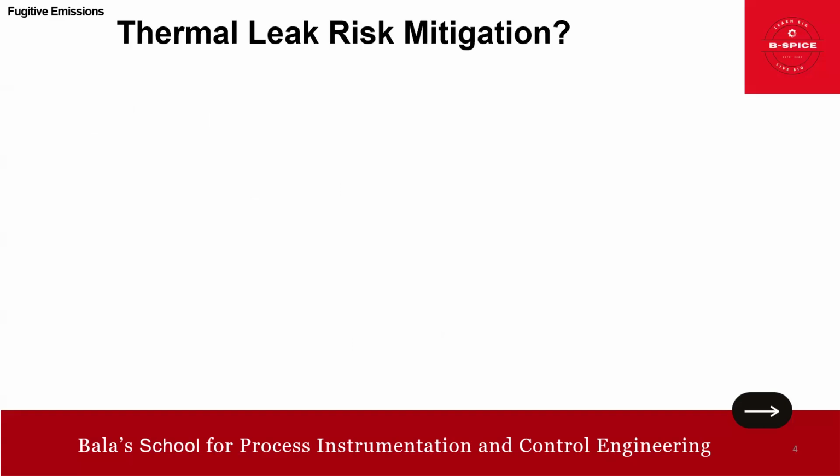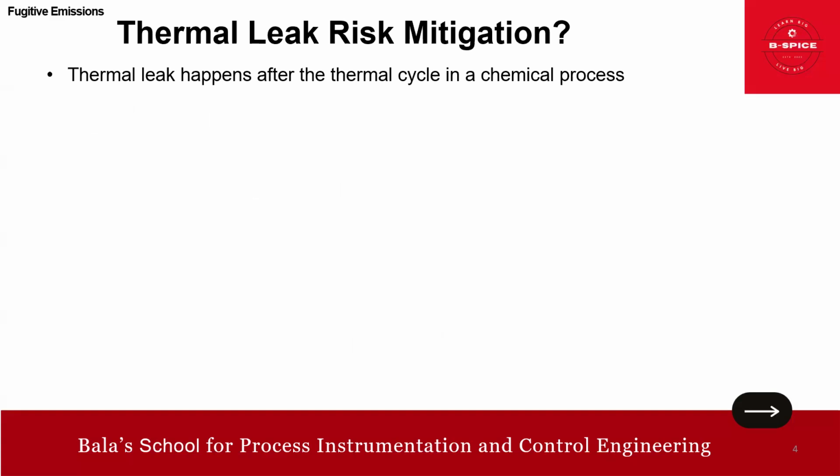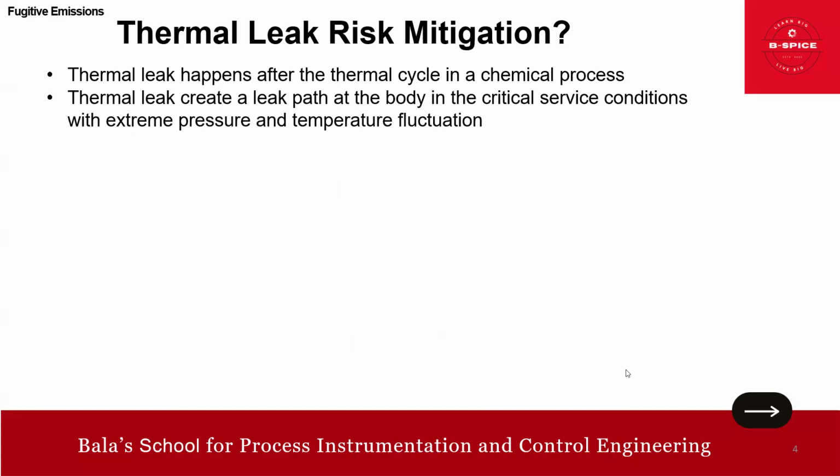So now we'll talk about the thermal leak risk mitigation. Thermal leak happens after the thermal cycle in a chemical process. Okay, what is thermal cycle? We have covered it in the previous session. You can watch and come back to this. Okay, so thermal leak basically creates a path at the body in a critical service condition with extreme pressure and temperature fluctuation. So that is a point. So thermal leak creates a leak path.